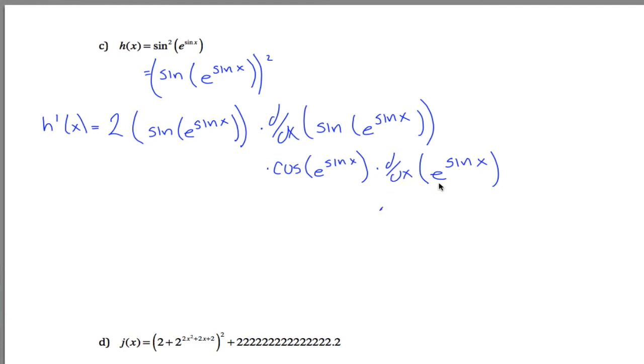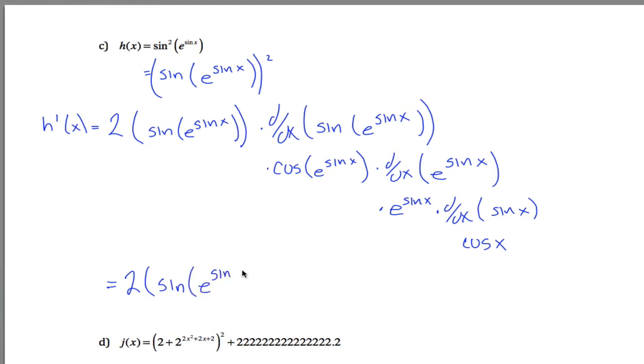Can do that. The derivative of e to the sine of x, the outside function is e to the x. The derivative of e to the x is just e to the x. So I get e to the sine of x. But then I'm not done. I have to multiply that by the derivative of sine of x. Derivative of sine of x is just cosine of x. So what I finally get is that h prime of x equals 2 sine of e to the sine of x times cosine of e to the sine of x times e to the sine of x times cosine of x.